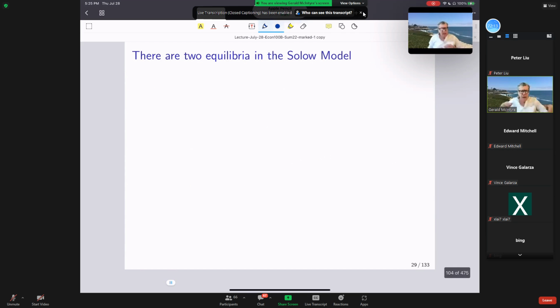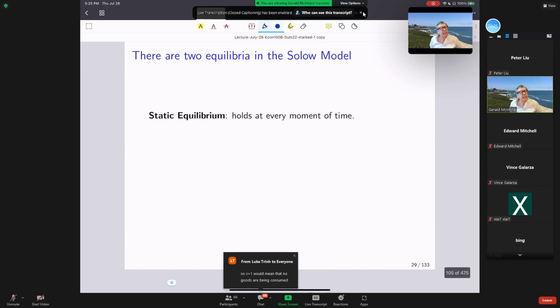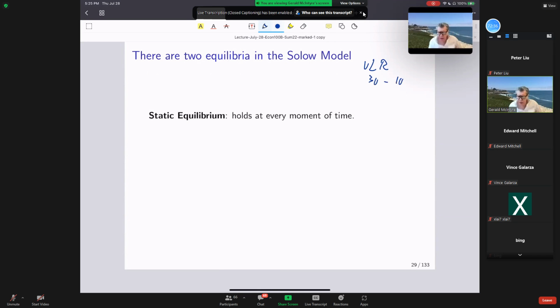Next, there are two equilibria in this model. That makes it a fancy model. There's a static equilibrium. A static equilibrium means an equilibrium that holds at every single moment in time. Remember, our model is a very long run model. It's a model of 30 to 100 years. So there's lots of time. Every single instant over this 30 or 100 year period, the static equilibrium holds all the time.